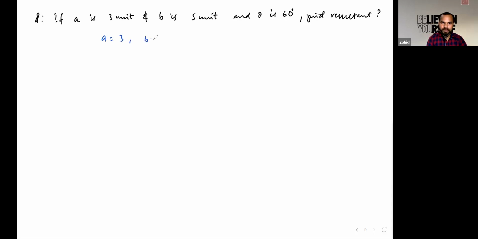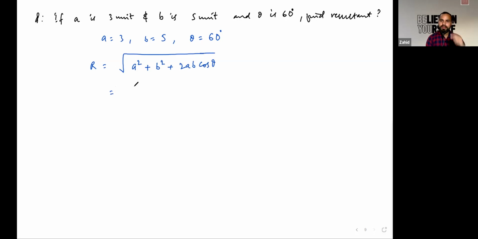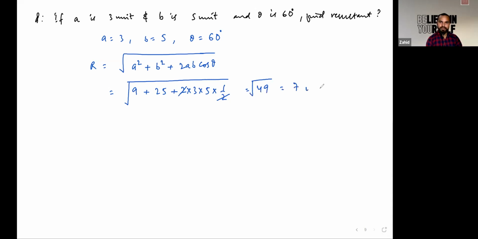A is equal to 3, B is equal to 5, and theta is equal to 60 degrees. Put R is equal to the root of A square plus B square plus 2AB cos theta. We have A as 3, so on squaring it will be 9. B as 5, so on squaring it will be 25. 2 times A times B, and cos of 60 degrees is equal to half. So this 2 and this 2 will cancel out. 3 into 5 will be 15, plus 25 is 40, plus 9 it will be 49, root 49. So it will be just 7.